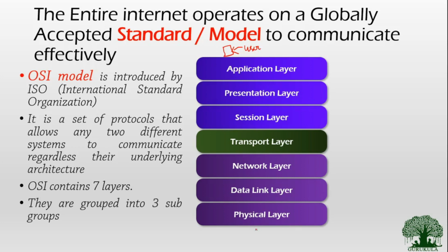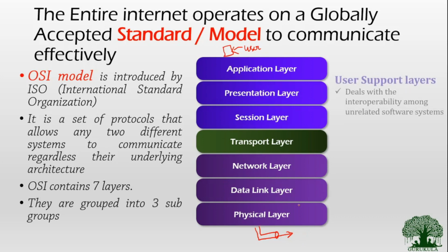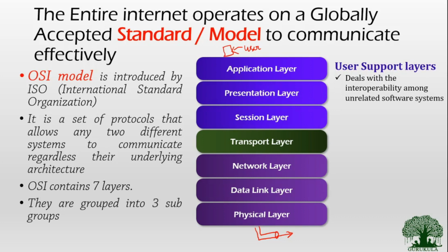And the physical layer is the area where we actually connect our Ethernet port or connect our system to the network. So whatever messages a user creates on the application layer will pass through all these layers and finally leave our system through the physical layer. Now coming to the subgroups, the top 3 layers are what we call user support layers, which deal with the interoperability among the software systems.